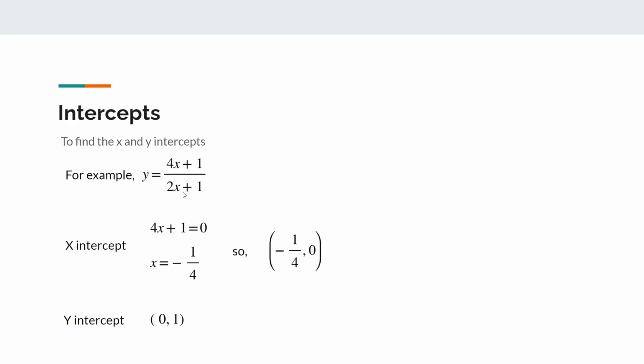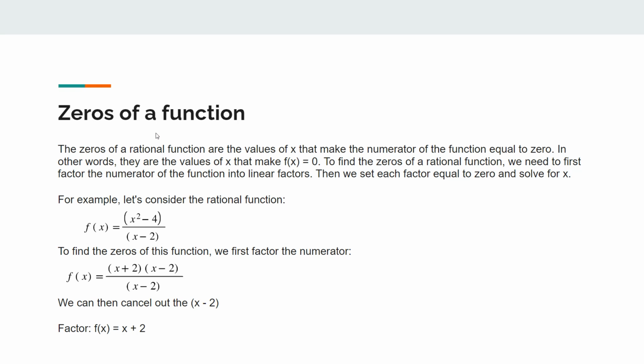So for intercepts, we have this function. To find the x-intercept, we set f of x, the numerator, x plus 1 equals 0 and x equals negative 1 over 4. So the x-intercept will be negative 1 over 4, 0, and the y-intercept of this will be 0 and 1.